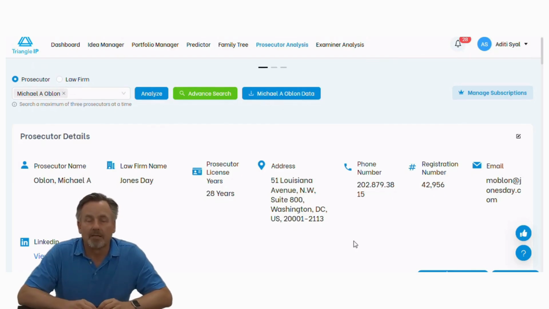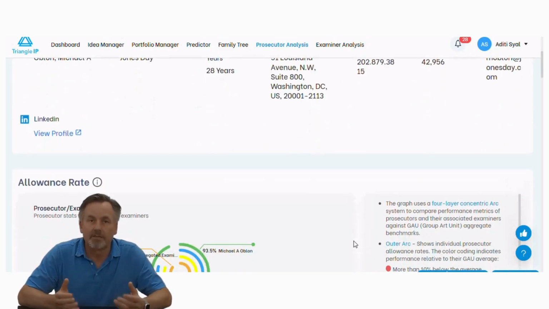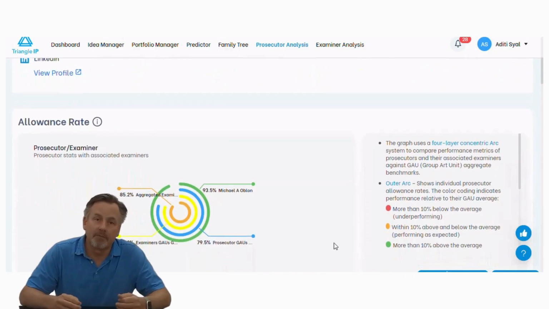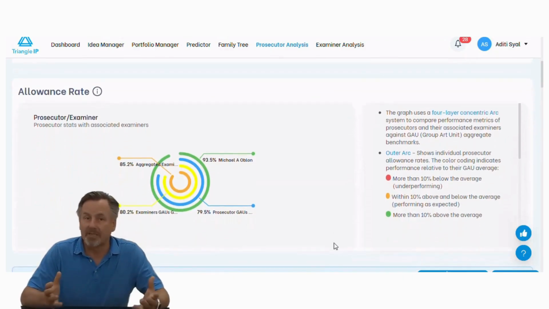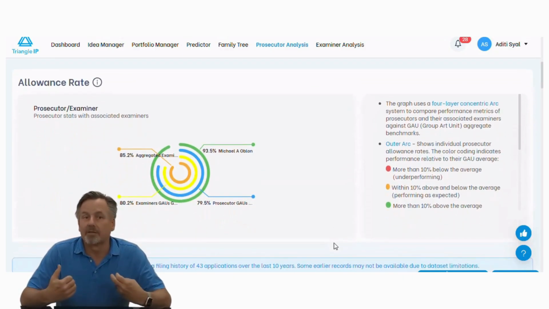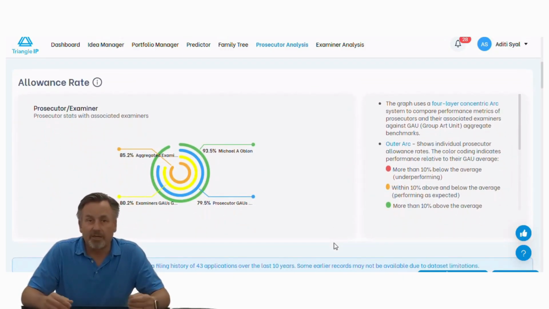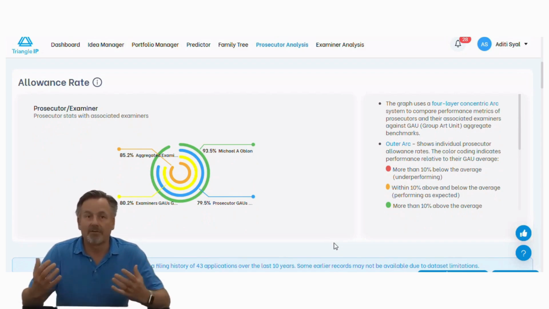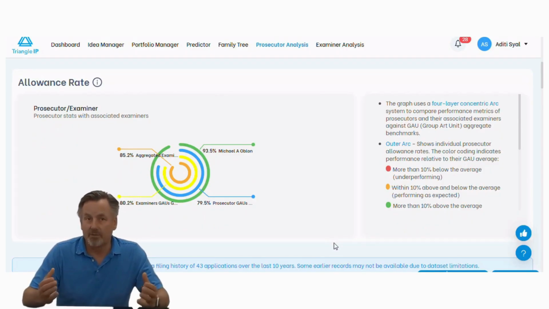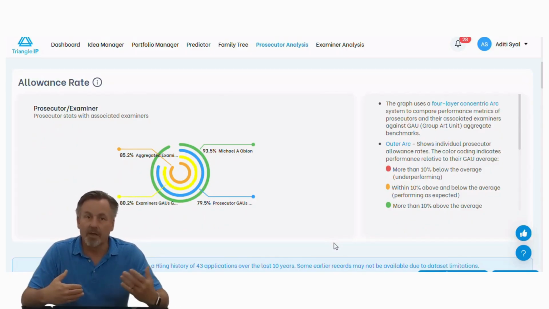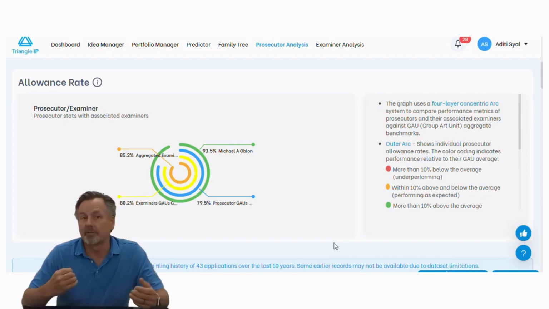Right below that is the allowance rate chart, and this is honestly the most important section on the entire page. Here's the thing. An allowance rate on its own tells you almost nothing. Say an attorney has a 75% allowance rate. Is that good? Is that bad? You genuinely can't tell without knowing who they were working with and what art units their cases fell under. That's exactly what this chart solves.